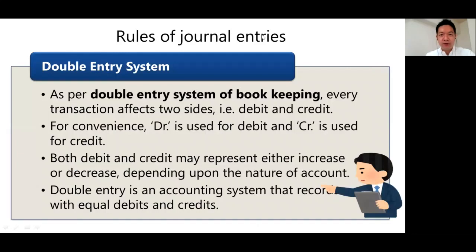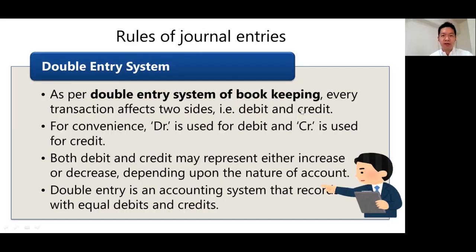Let's look at the rules of journal entries. It's called the double entry system. You might have heard of this double entry system of bookkeeping. Every transaction affects two sides. So there are debit and credit side. DR is used for debit and CR is used for the credit. And debit and credit may represent either increase or decrease of each account.